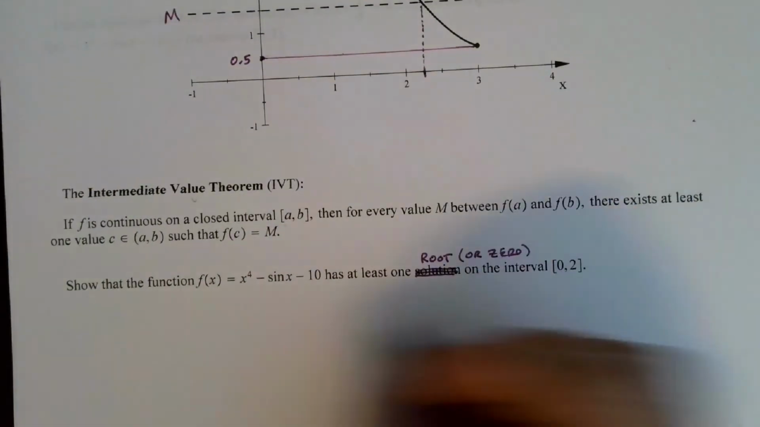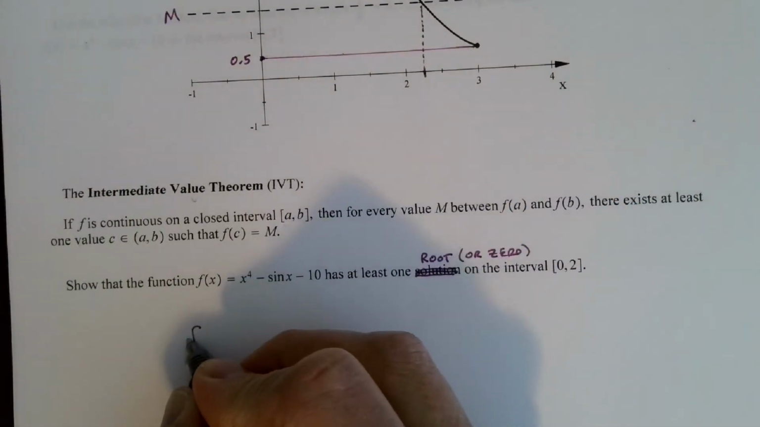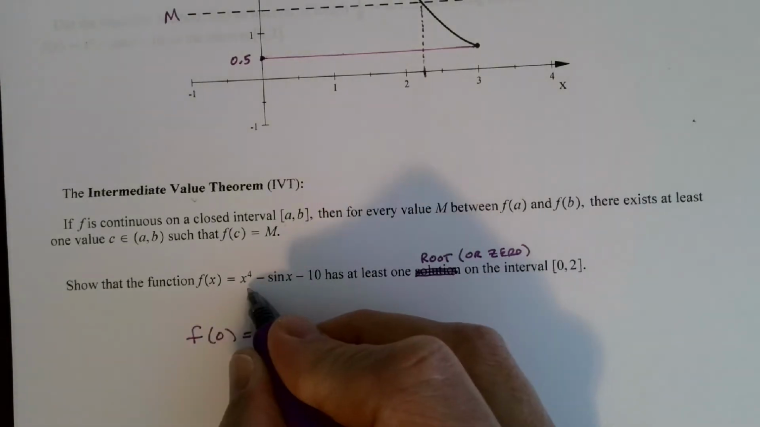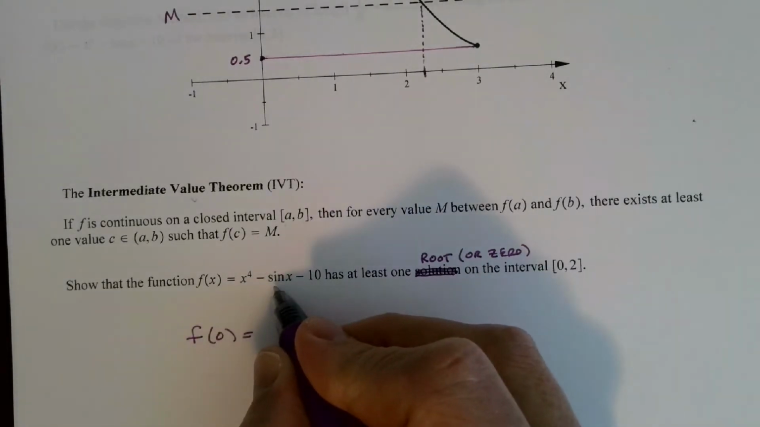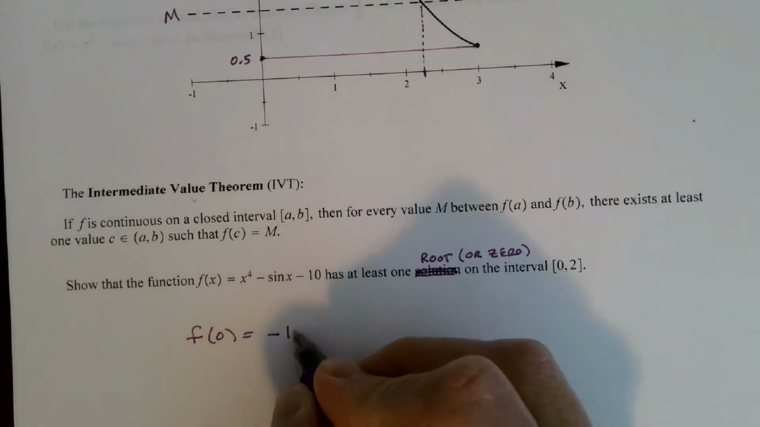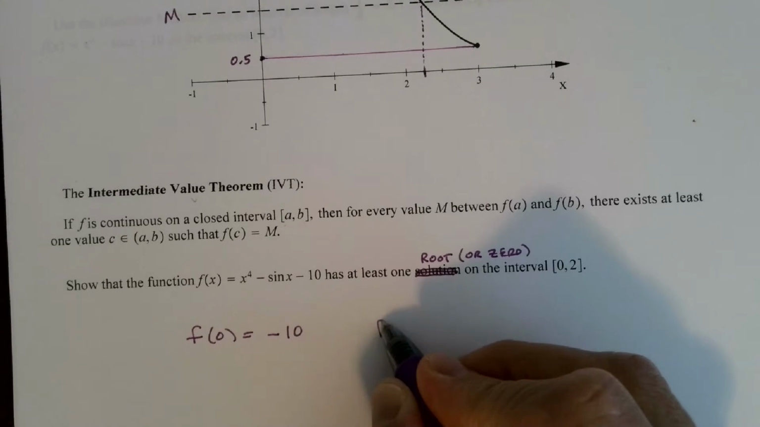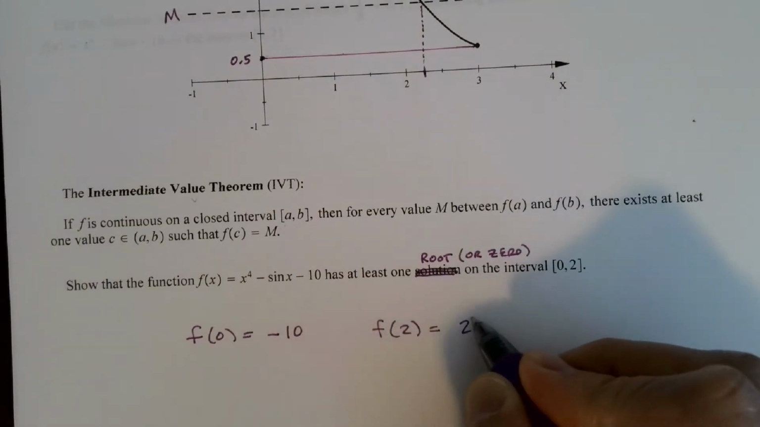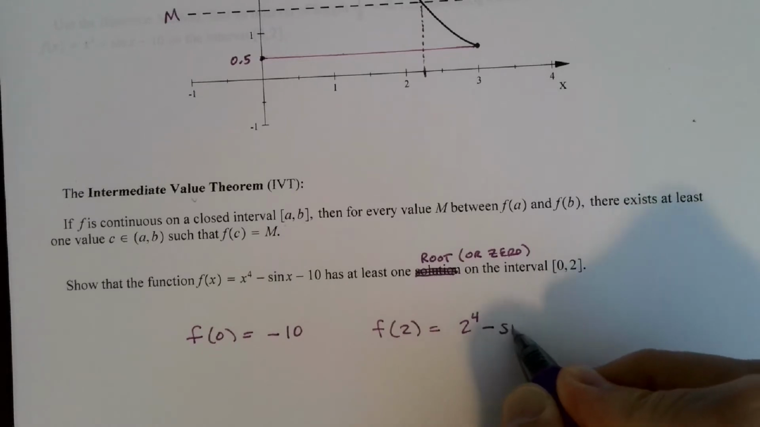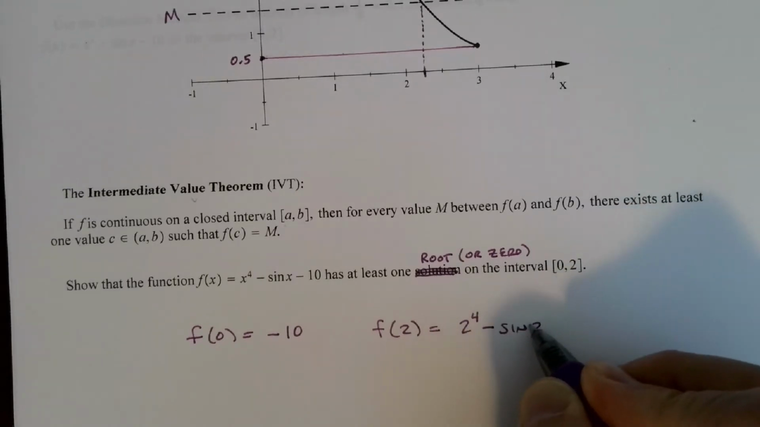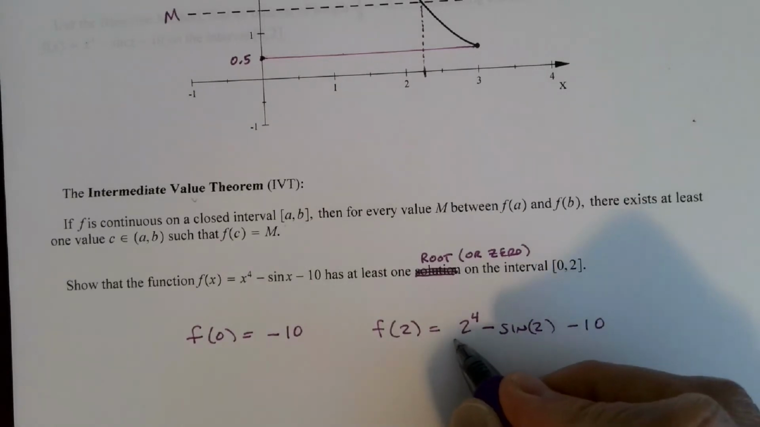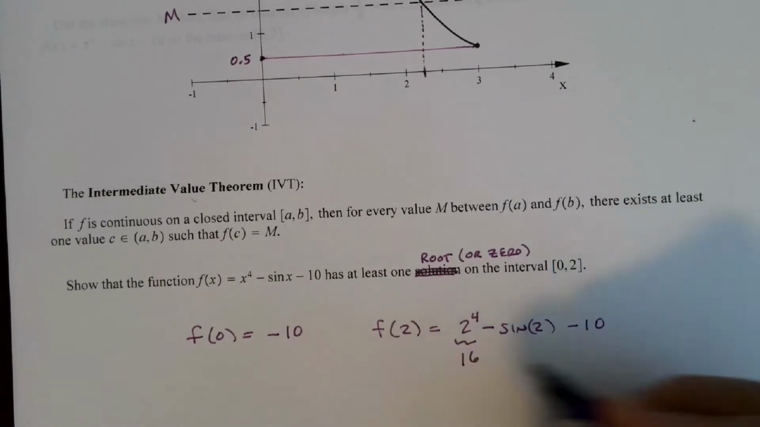And notice if I plug in 0 into the function, what do I get? 0 to the 4th is 0. Sine of 0 is 0. 0 minus 0 minus 10 is negative 10. f of 2 is going to be 2 to the 4th minus sine of 2 minus 10. Now 2 to the 4th is 16.